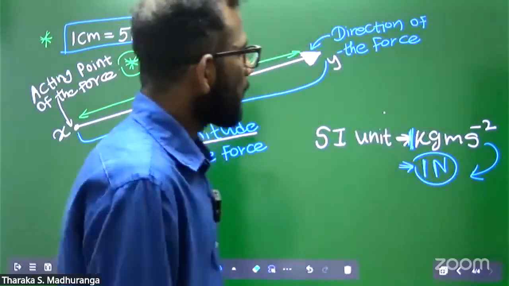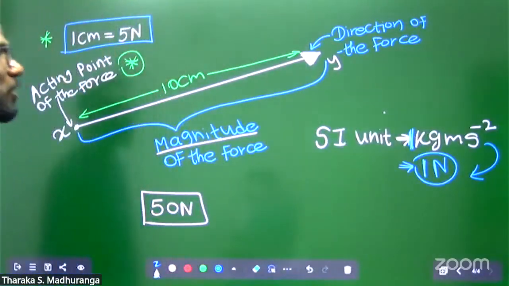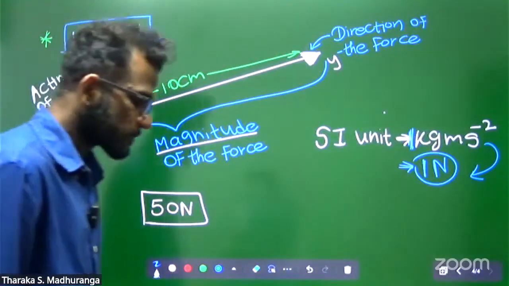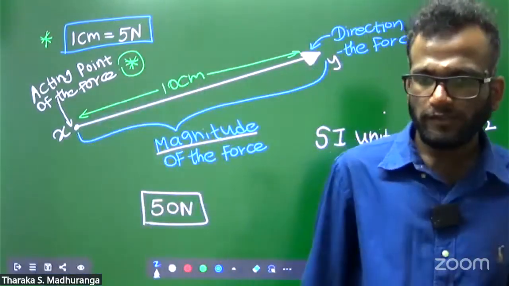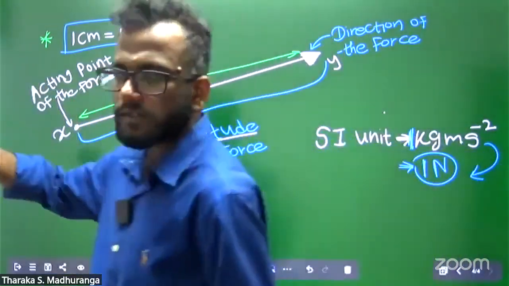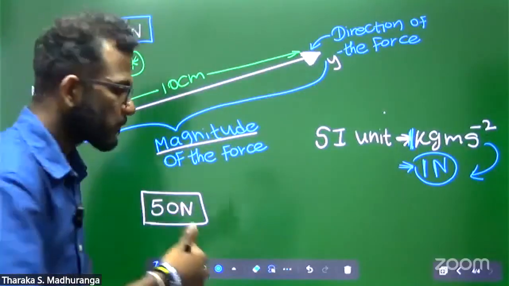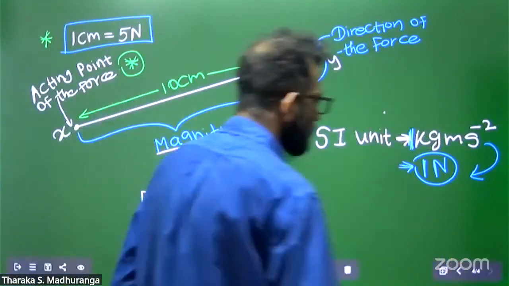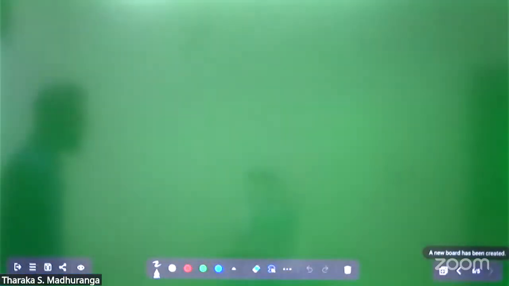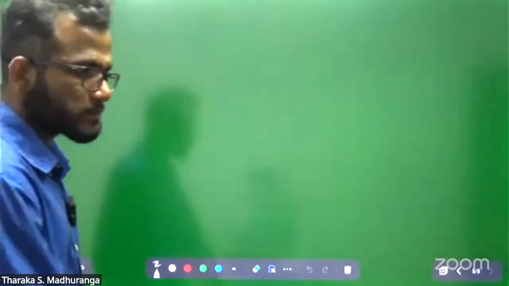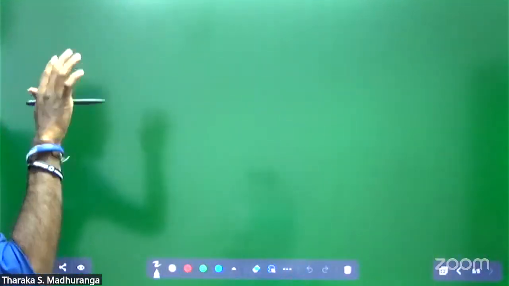Do you know how many Newton's laws there are? How many laws has Newton introduced? Now we are going to discuss Newton's laws. Newton's law, that's our today lesson.